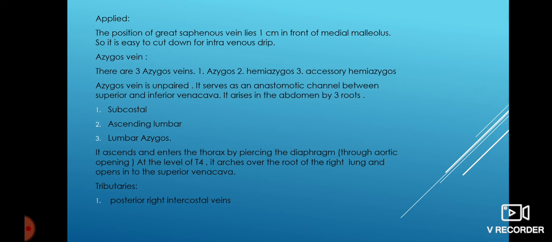Then another applied aspect is that the position of the great saphenous vein is always 1 centimeter in front of the medial malleolus. So it is easy to cut down for an intravenous drip. Next vein is the azygous vein.